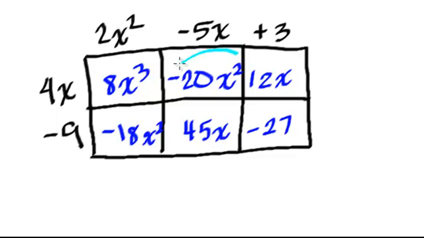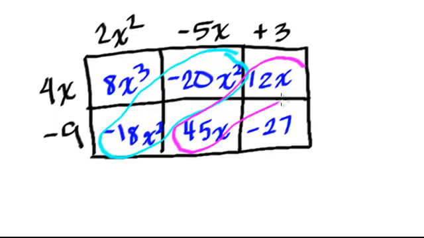I can combine negative 20x squared with negative 18x squared. I can also combine 12x and 45x. I start with the 8x cubed. Since there's nothing to combine it with, I rewrite it, 8x cubed. And I work with negative 20x squared and negative 18x squared. Since the two signs are the same and I'm combining them, I keep the sign and add my numbers. 20x squared plus 18x squared will give me 38x squared.